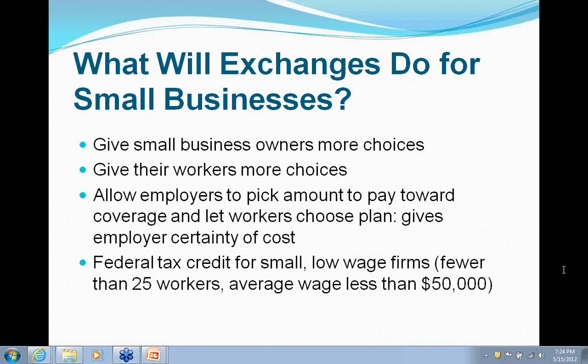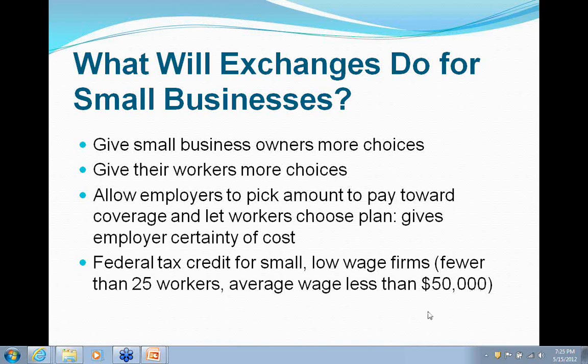Employers tend to like this because it gives them some certainty of cost, that they can pick the amount and let it grow at the rate that they want to let it grow, so they're not worrying about how much the premiums go up year to year. But it does put more risk on the worker, that if you're a worker or an employee who needs more coverage, or has greater health care needs, you are likely to pay more in the difference than a younger or healthier coworker.